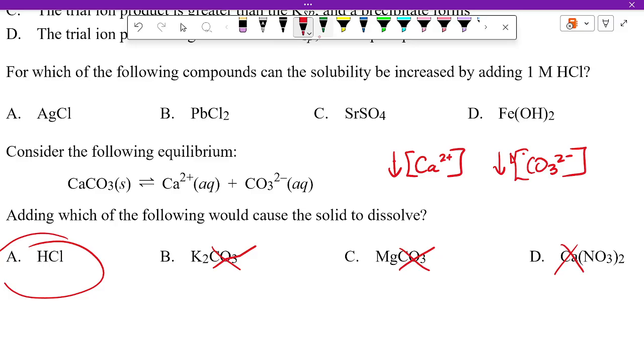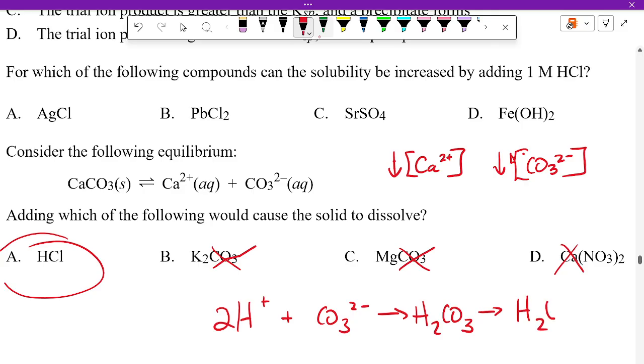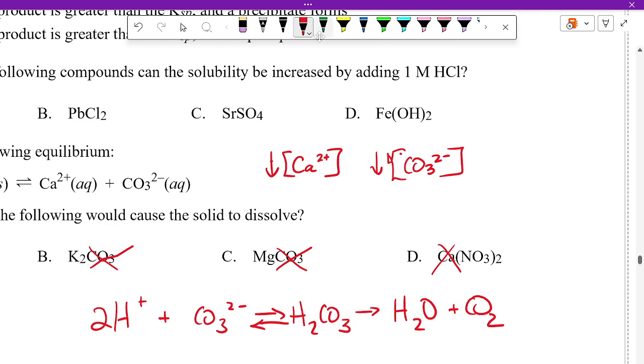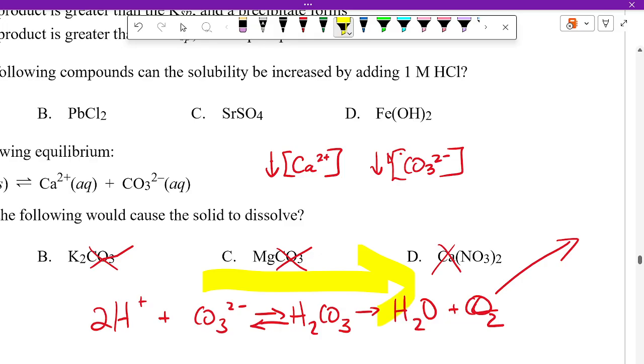But do you remember what happens when we put hydrogen with carbonate? Yeah, we get carbonic acid. And then what happens? It becomes water and CO2. So this is actually an equilibrium. However, the carbon dioxide can then escape, and so that will drag this whole thing that way. Because carbon dioxide is a gas.